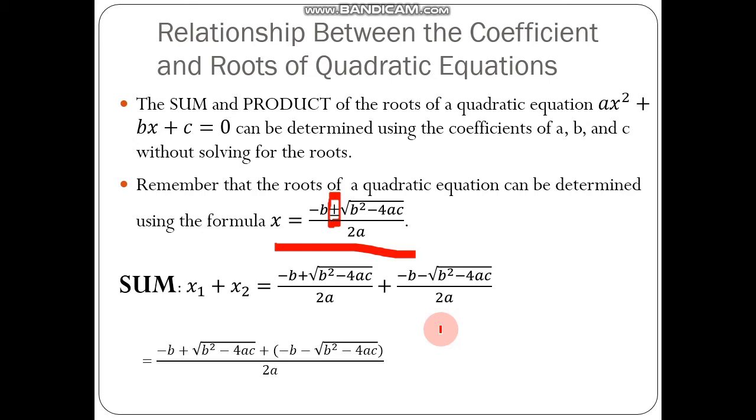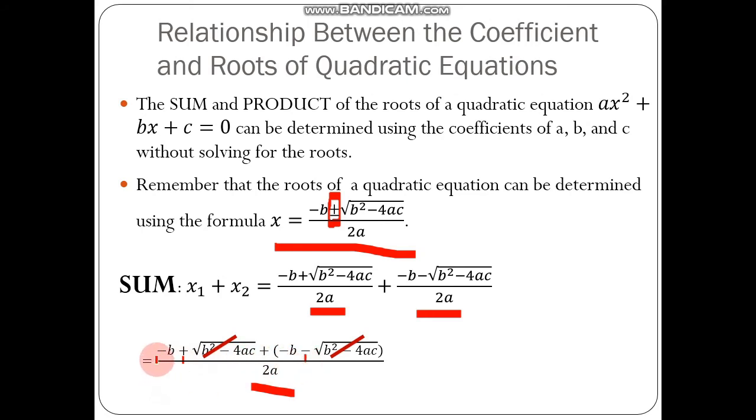And then combine like terms. Since our denominator is the same, just copy 2a. Then combine the like terms in the numerator. We have negative b plus square root of b squared minus 4ac plus negative b minus square root of b squared minus 4ac. And then, as you can see, we can cancel this. Why? Because this is positive and this is negative.